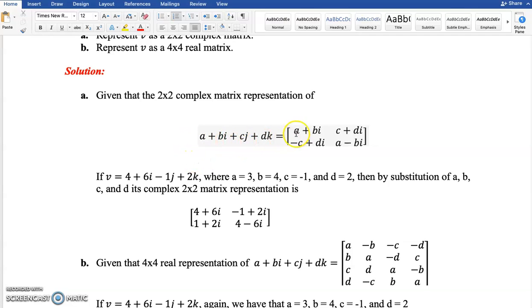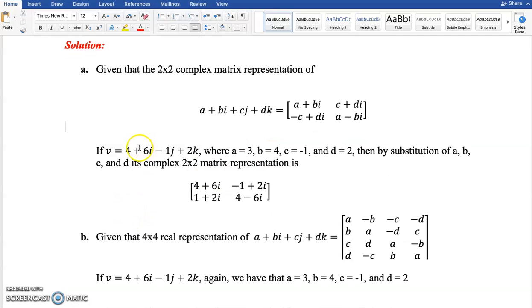is given by A plus Bi, C plus Di, minus C plus Di, and A minus Bi. So we have a 2 by 2 matrix. We're given the generic matrix, and we use each of the coefficients of this quaternion to represent it as a complex matrix.